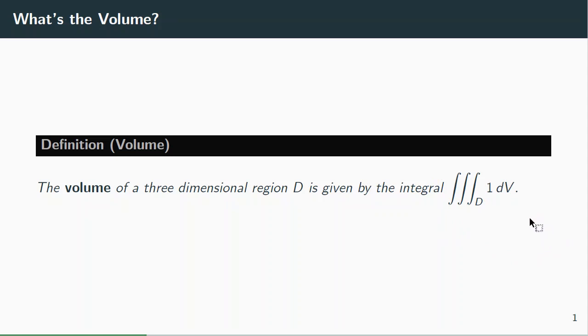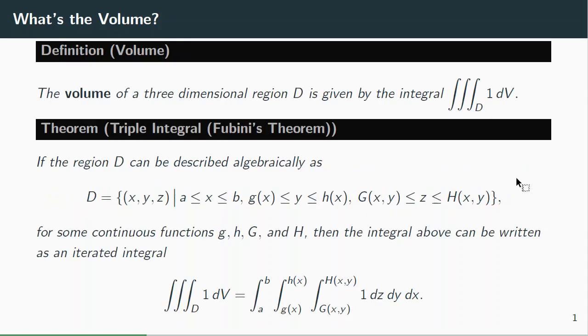Of course, the question is, how do you compute this? And that's going to be using Fubini's theorem. Fubini's theorem takes this region D right here and turns it into an iterated integral with actual bounds. Now, of course, the hard part is figuring out, for a given volume, how you make the bounds actually describe that region.